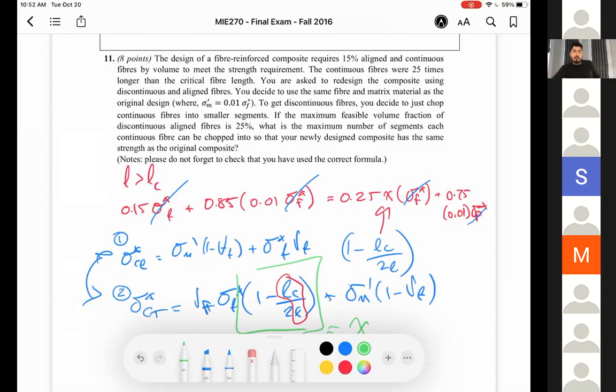Okay. So the first thing we did is we assumed the condition that L was greater than LC. You could have assumed the other one as well, and then you would have got to the end and realized that your inequality didn't hold, correct? In this case, he gave you the note here saying, please do not forget to check if you've used the correct formula. Meaning after you solve the problem, check to see that your inequality holds.